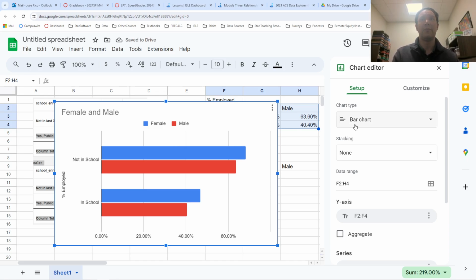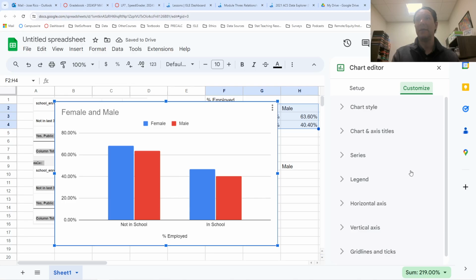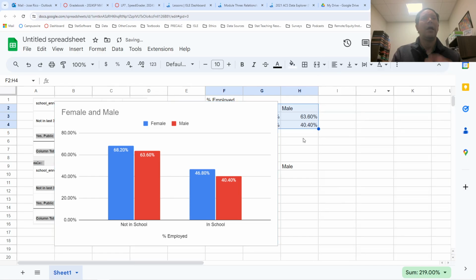So I get this bar chart. It's fine like this. I typically like my stuff vertical. I usually like to customize these by adding in data labels. And then I just look at this and say, oh man, it's pretty interesting that there are not real big differences between men and women. We definitely see that for both men and women, if you're not in school, you're more likely to be working than if you're in school.